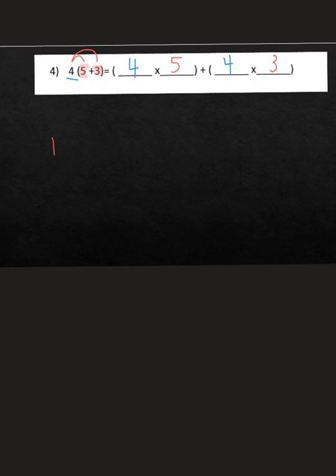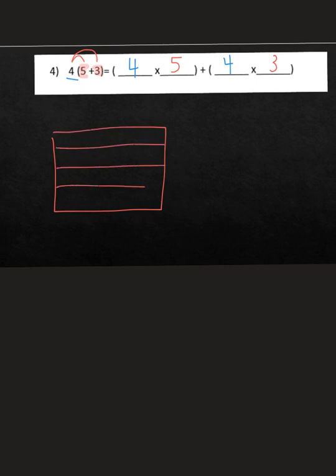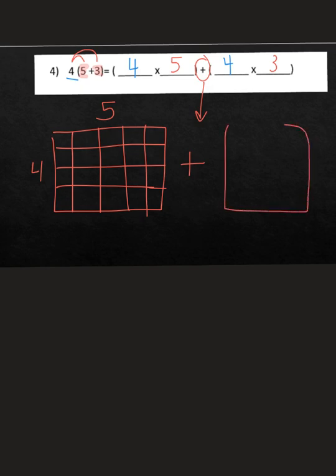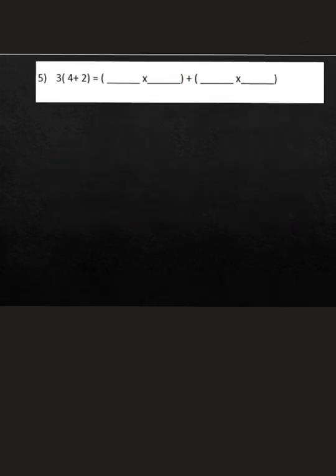So we need a 4 by 5. So 1, whoop, there's my 4 by 5. There we go. And if it's a plus sign in between those two multiplication problems, you need a plus sign in between your models. And then we need a 4 by 3. So there's my 4. There's my 3. And we're done. Go ahead and try this one on your own and check back with the video to check your work.